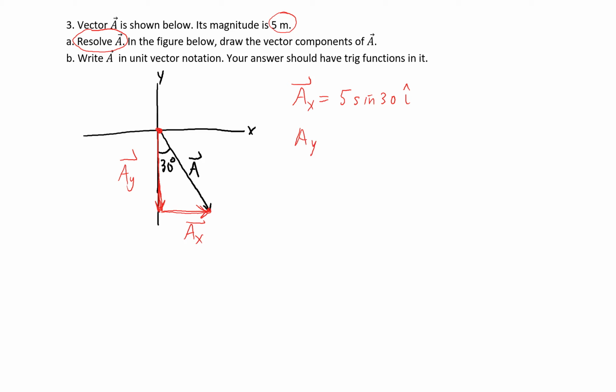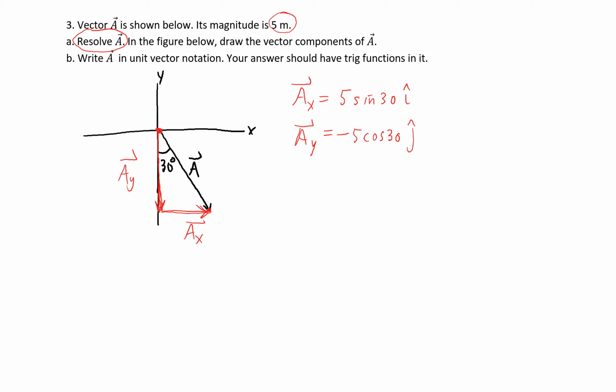And AY is parallel to j hat, and its length is 5 cosine 30. But because it's pointing downwards, you have to make sure you have a negative sign there.